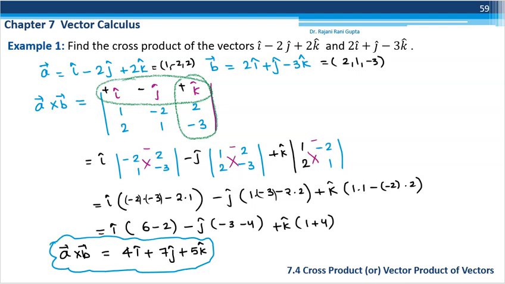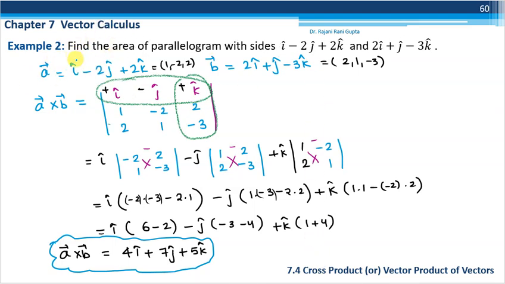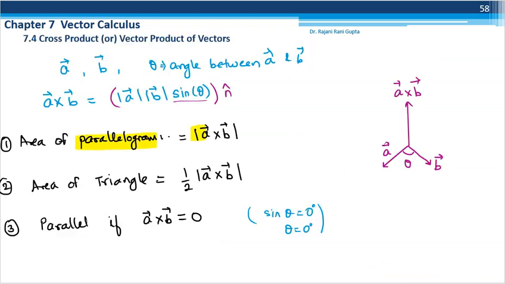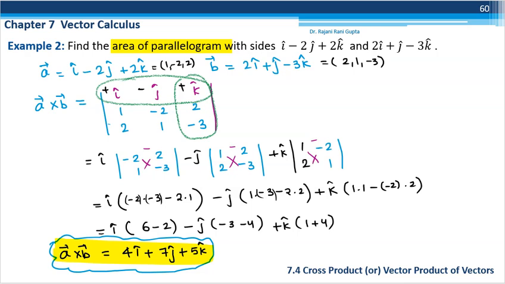Now, if for the same question they ask you to find the area of the parallelogram with sides A and B, let me just rephrase this question. In the same question, instead of finding the vector product, they say find the area of the parallelogram with sides this and this. Then you will be doing exactly the same up to here. Now, I have given you the result: the area of the parallelogram is just the magnitude of the cross product. So after this step, you will write the area of the parallelogram will be the magnitude of A bar cross B bar.